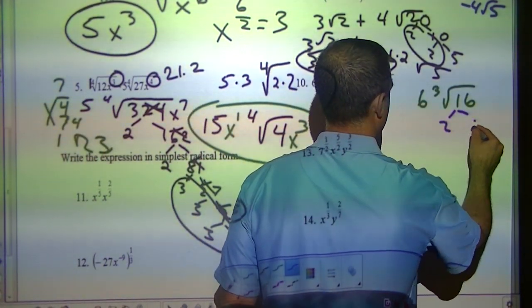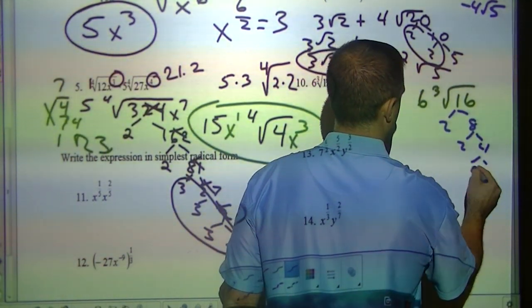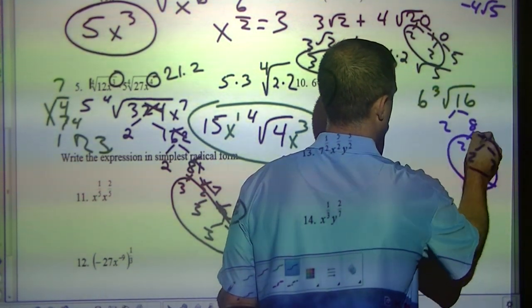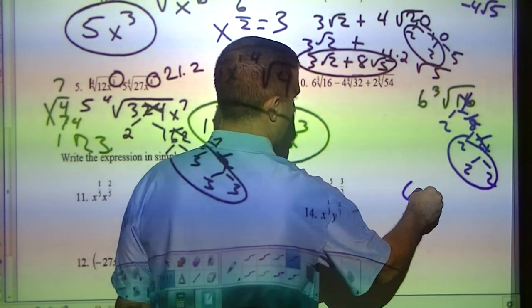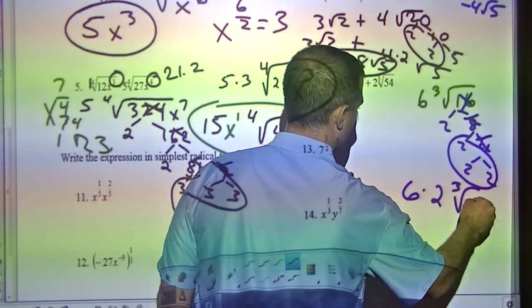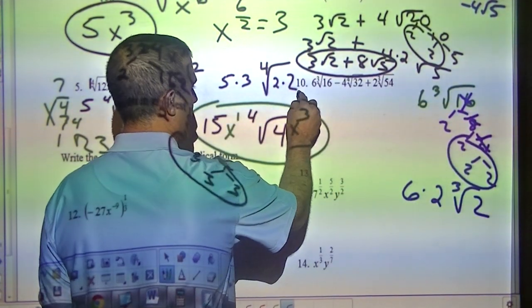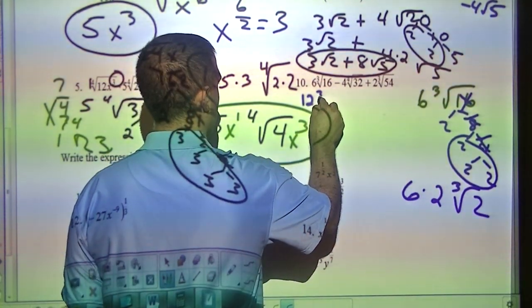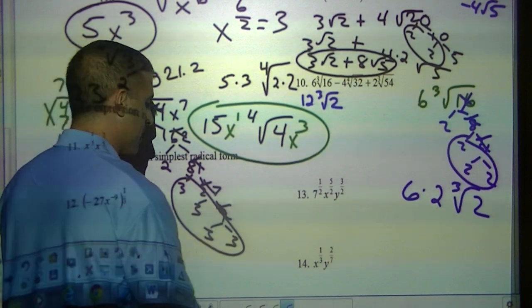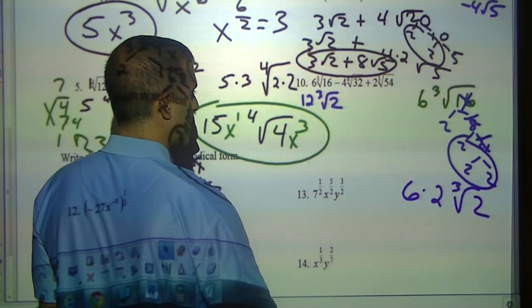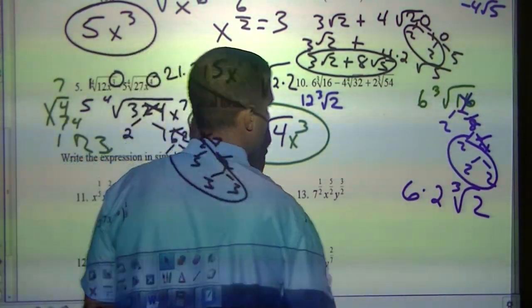2 and 8, 2 and 4, 2 and 2. Here's my triple. Can't use these. So what I'm going to have is 6 times one of these 2's with a cube root of 2, because that's a leftover on the inside. So that's going to be 12 cube root of 2. In the interest of space, that's what that's going to be. Go ahead and pause it if you need to get that. Now I'm going to go break down the next one.